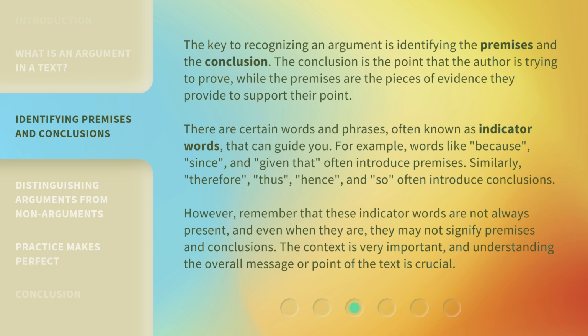There are certain words and phrases, often known as indicator words, that can guide you. For example, words like because, since, and given that often introduce premises. Similarly, therefore, thus, hence, and so often introduce conclusions. However, remember that these indicator words are not always present, and even when they are, they may not signify premises and conclusions. The context is very important, and understanding the overall message or point of the text is crucial.